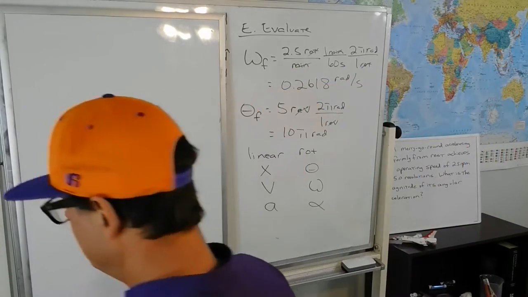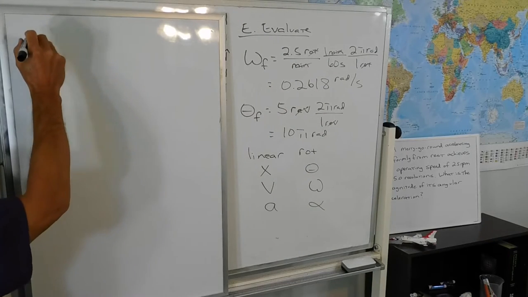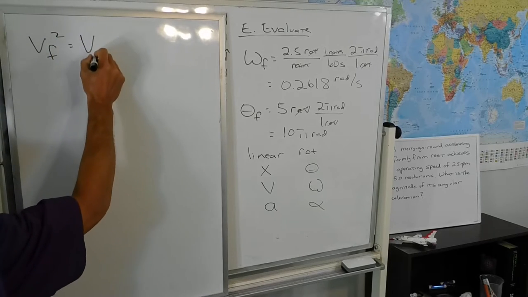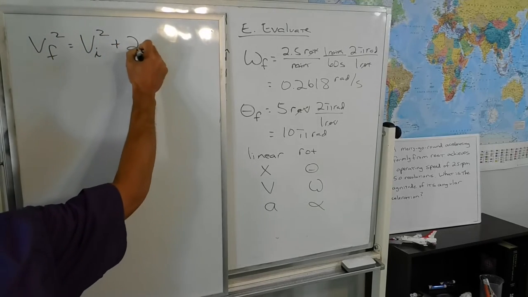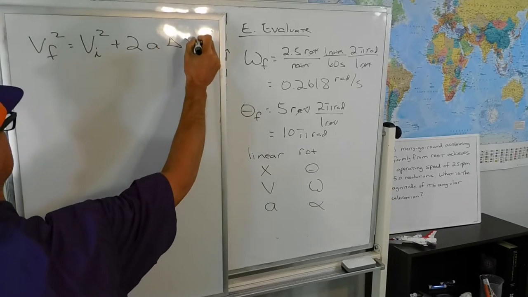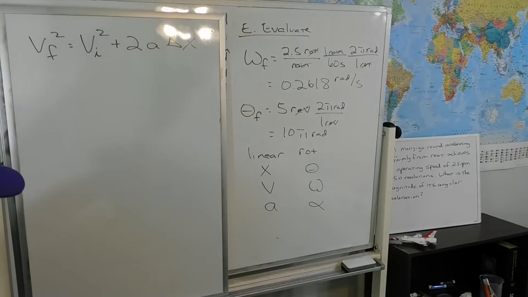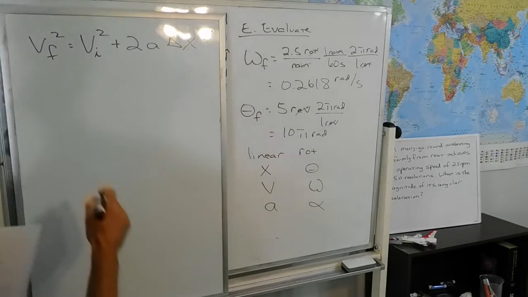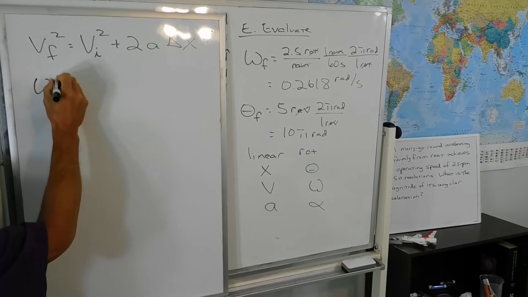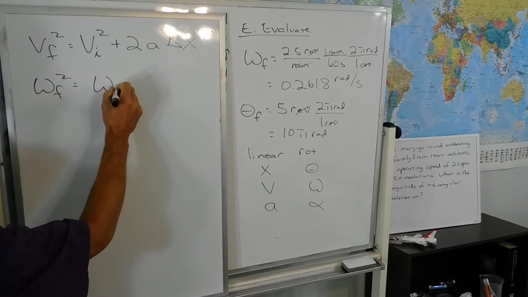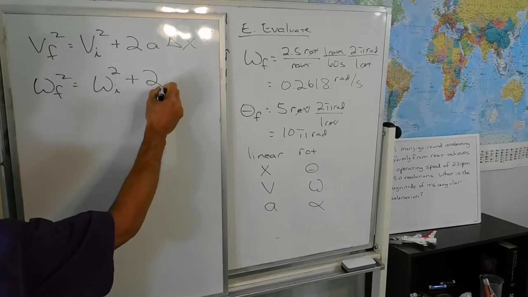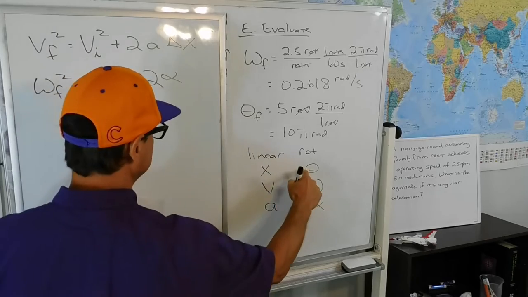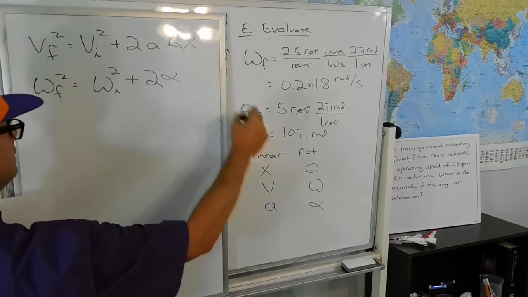In linear kinematics, when you weren't given the time and you weren't asked for the time, it was often useful to use the kinematic equation without the time, which in the linear world is v final squared equals v initial squared plus 2a delta x. Now there's an analogous kinematic equation here. Keep in mind omega is the analog to v. So omega final squared equals omega initial squared plus 2, the analog to acceleration, angular acceleration alpha, times the analog to x, which is theta.